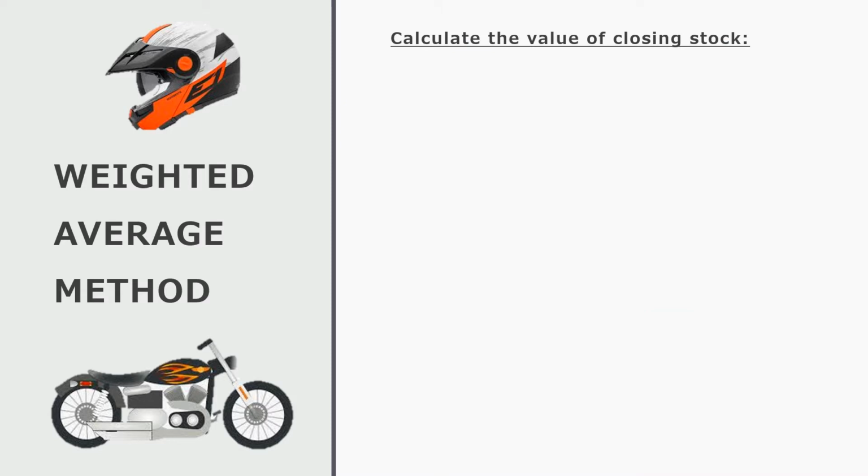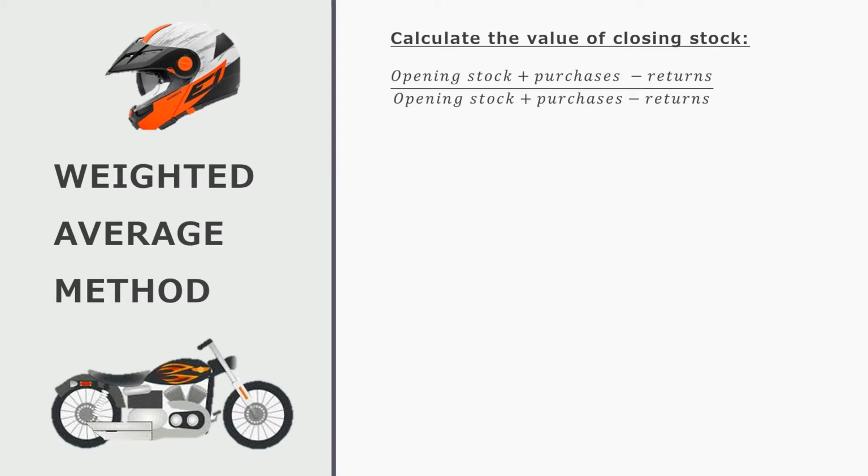So the first thing that we are required to do is to calculate the value of the closing stock. This is how it is going to work. We're going to take the opening stock plus the purchases minus the returns, over the opening stock plus purchases minus returns. Basically, on the top we have the rands: opening stock in Rand plus the purchases in Rand minus the returns in Rand. And we divide that by the amount of units. So how many units did we have on hand at the beginning of the year? How many additional units were purchased and how many units were returned?